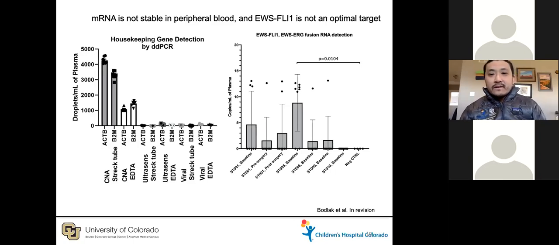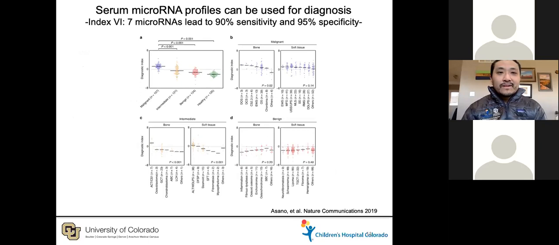And on the right side, we can see that when trying to find EWS-FLI1 and EWS-ERG fusions in patients, even with RNase inhibition, if you look at the left y-axis, the copy number that you find in the plasma is really, really low. So mRNA is probably not an optimal target. Hopefully we'll stop looking at it.